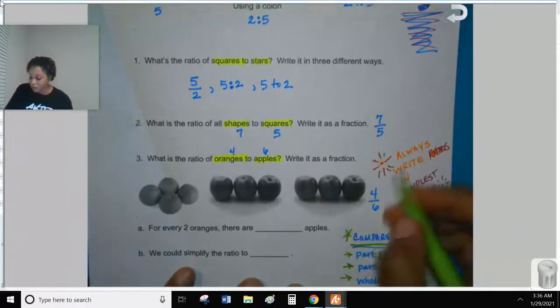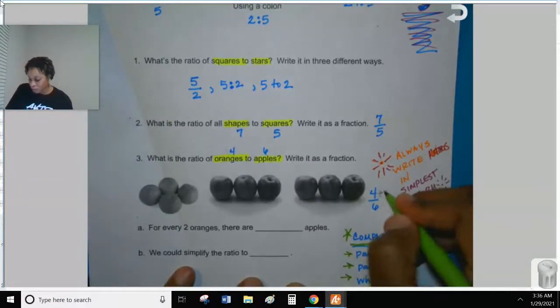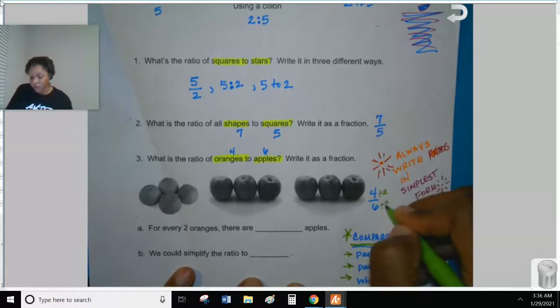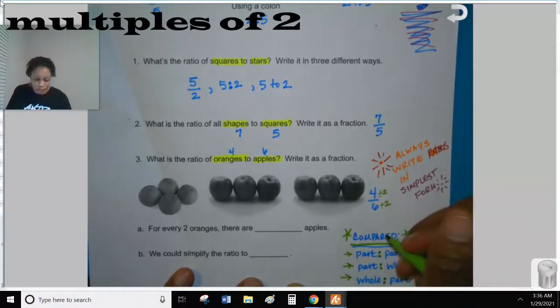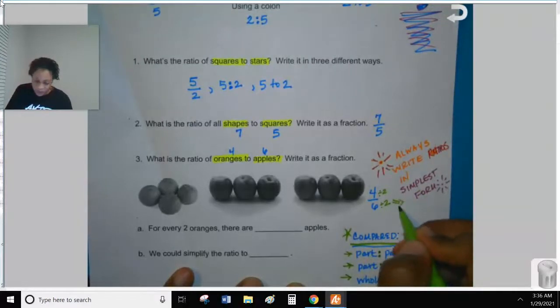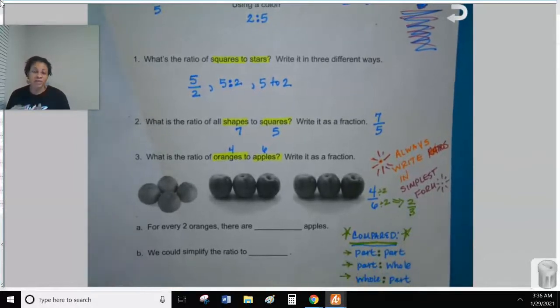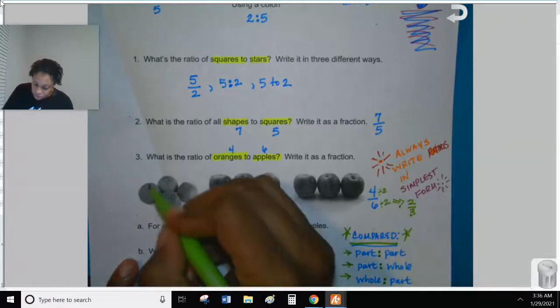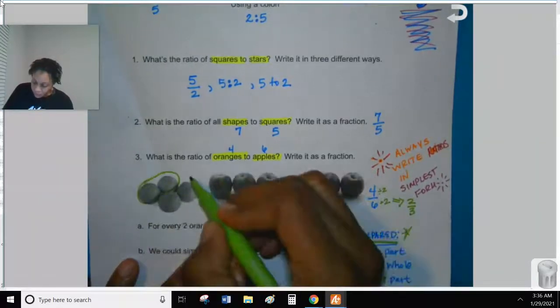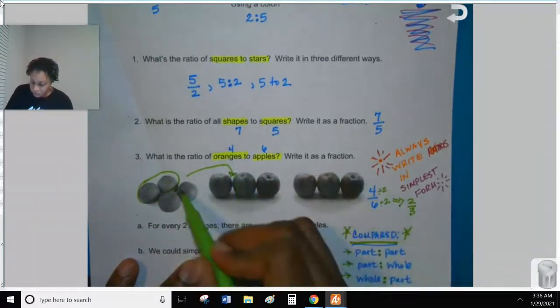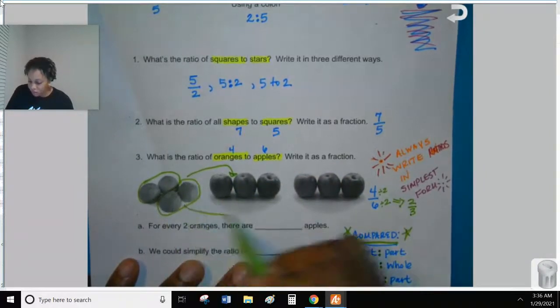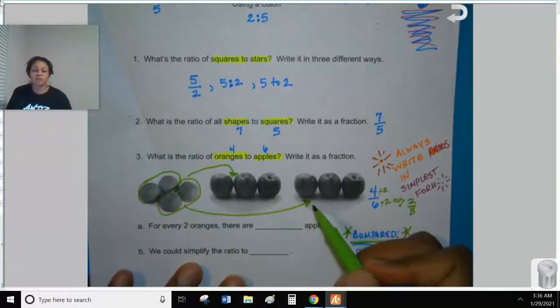So I see that 2 is a factor of 4 and 6. So I'm going to simplify this down, and it's going to become 2 to 3. And I can see that physically there are 2 oranges for every 3 apples.